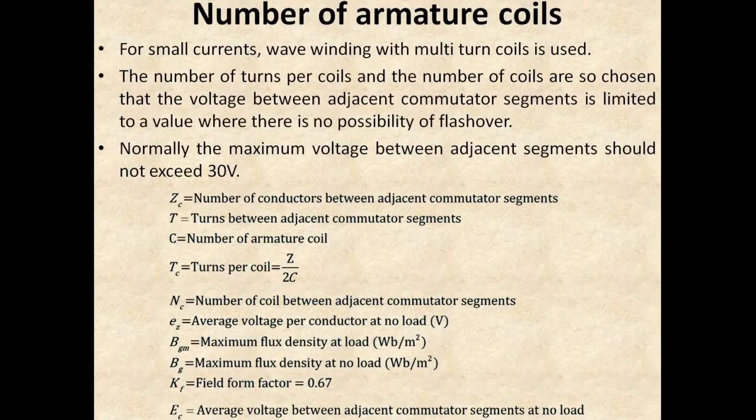The selection of number of coils and the number of turns per coil is decided by the factor that the voltage between the adjacent commutator segments should not cross the value of 30 volt. If the voltage between the adjacent commutator segments exceeds 30 volt, then definitely there is a possibility for flashover to occur between the adjacent commutator segments. So it must be taken care of that the maximum voltage between the adjacent commutator segments should not cross the value of 30 volt. Next we will determine the relation for maximum voltage existing between the adjacent commutator segments.